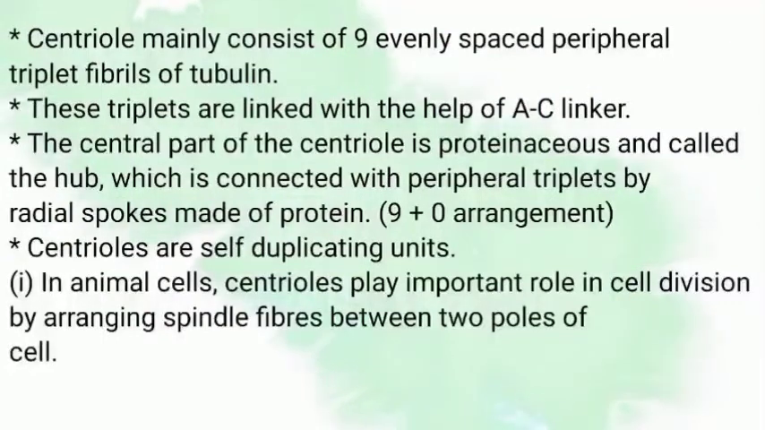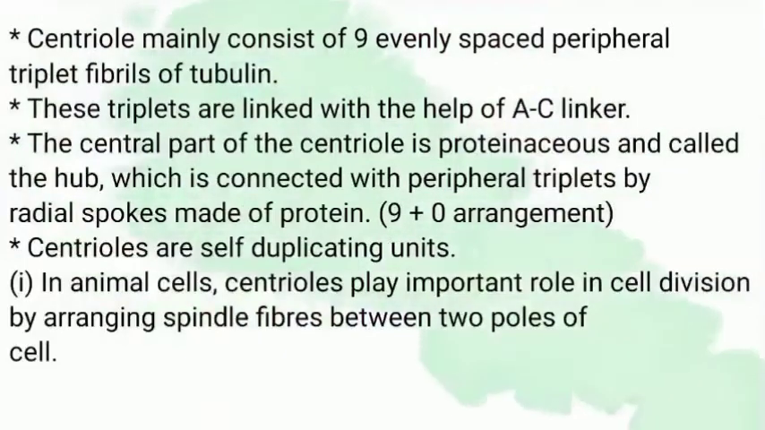Centriole mainly consists of 9 evenly spaced peripheral triplet fibrils. These triplet fibrils are composed of tubulin protein. These triplets are linked with the help of A-C linkers. The central part of the centriole is proteinaceous and called the hub or central hub, which is connected with peripheral triplets by radial spokes made of protein. This is the 9 plus 0 arrangement.